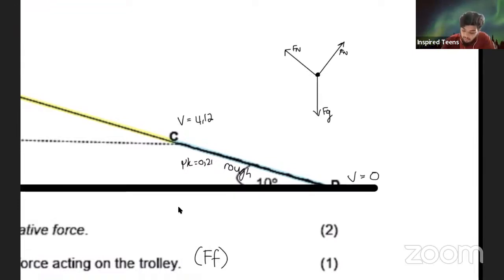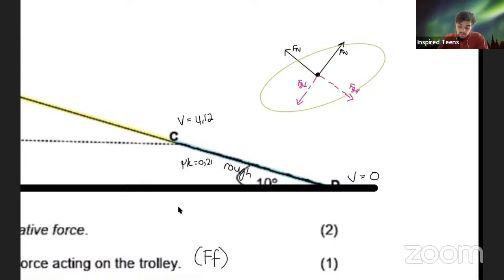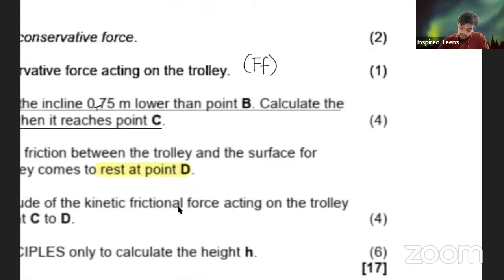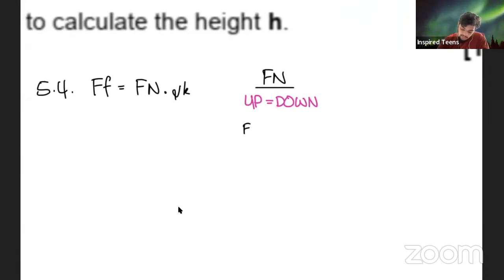Now what I'm going to have to do is separate Fg into its components. We have an Fg perpendicular, and we have an Fg parallel, shown with dotted lines. Now I must get rid of this, can't have both. Now up forces are equal to down forces, and in this case, I can see that Fn is equal to Fg perpendicular. On an incline, we can generalize that Fg perpendicular is equal to mass times gravitational acceleration times cosine theta.